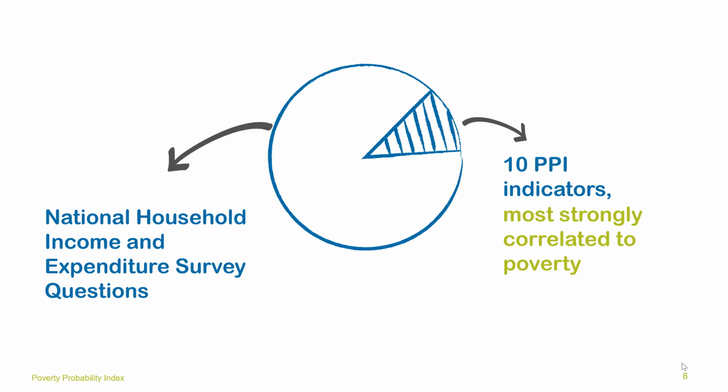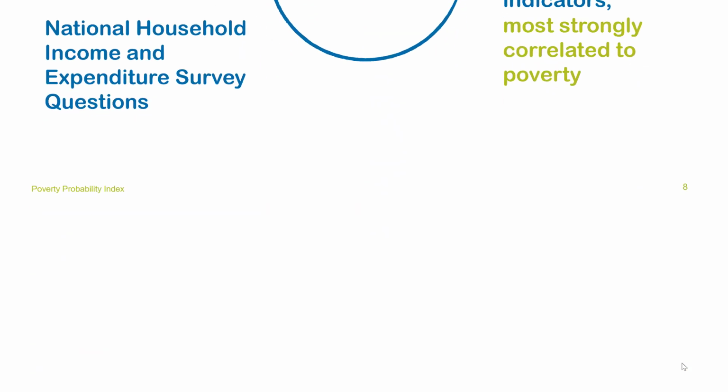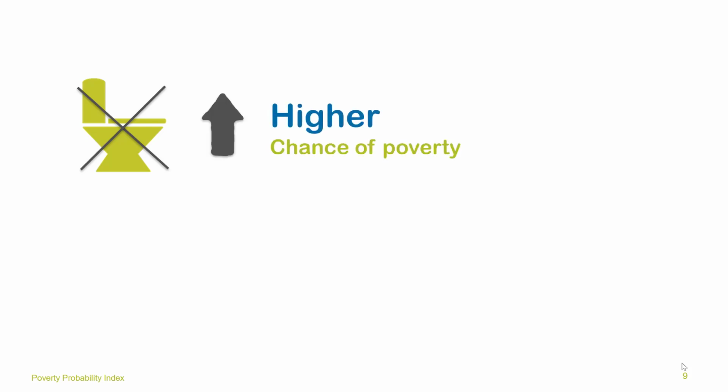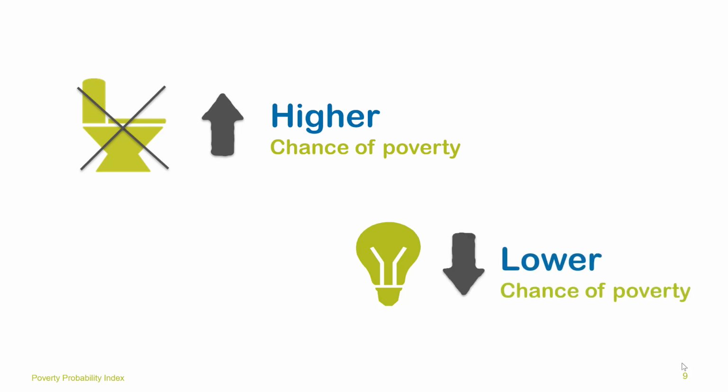PPI indicators are simple. They cover household characteristics such as demographics, asset ownership, food consumption, and dwelling characteristics. For example, a country's PPI could ask about sanitation facilities because not having access to these facilities is a strong indicator of poverty in that country. Or it could ask about access to electricity because having access to electricity in that country means that you are less likely to be poor.